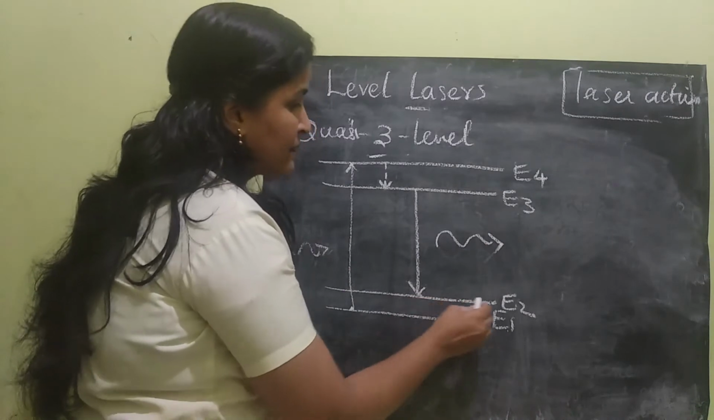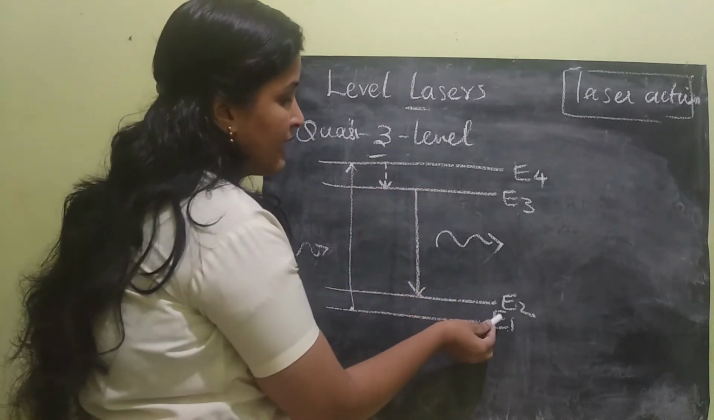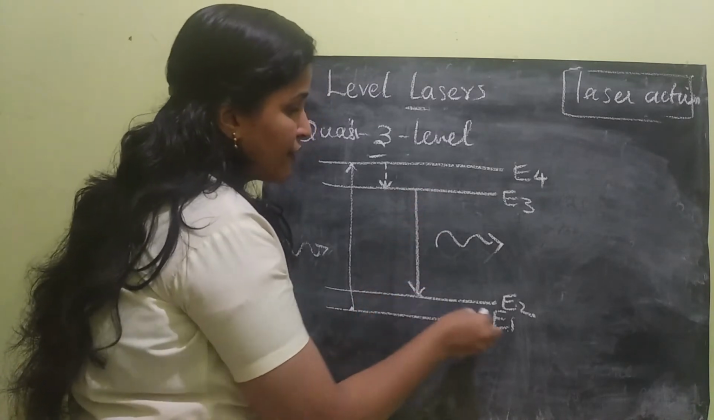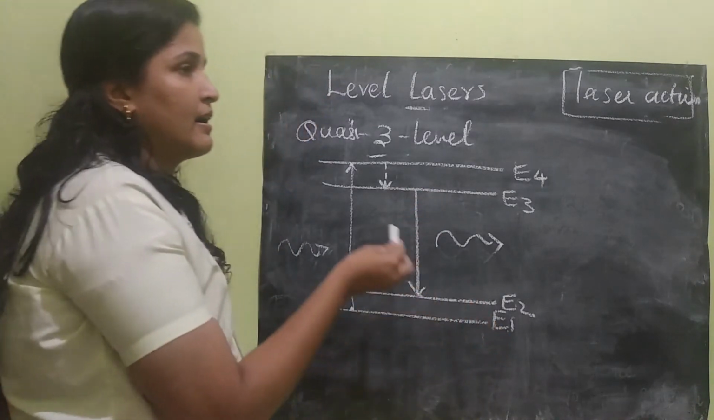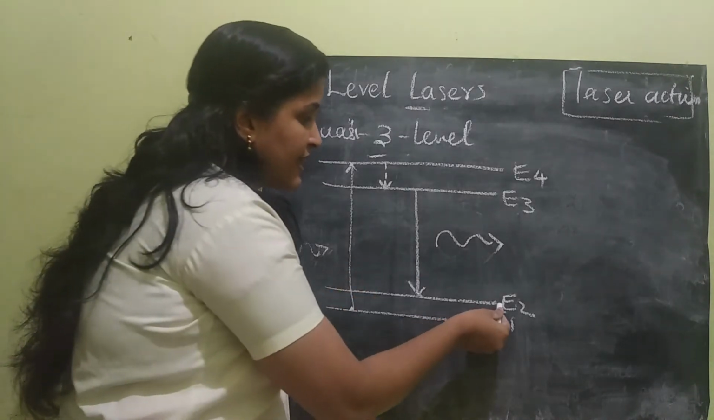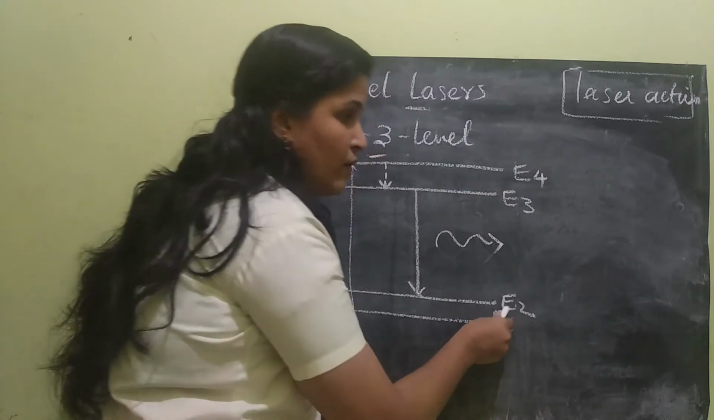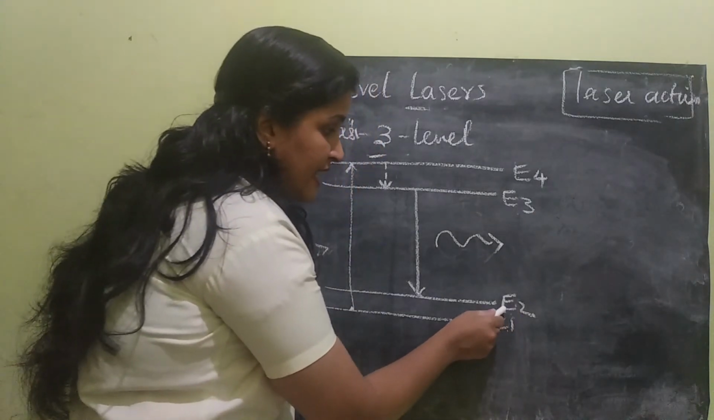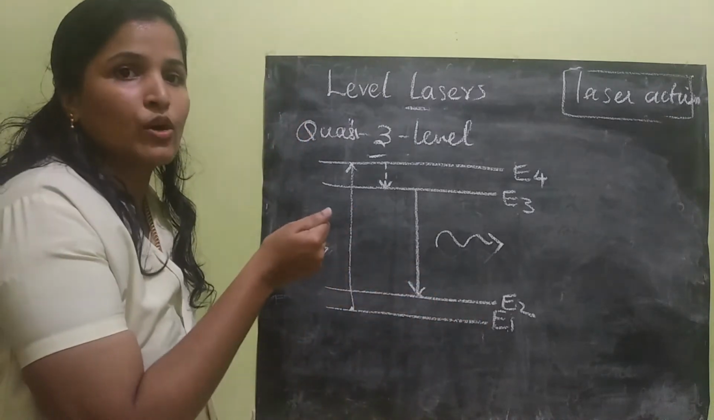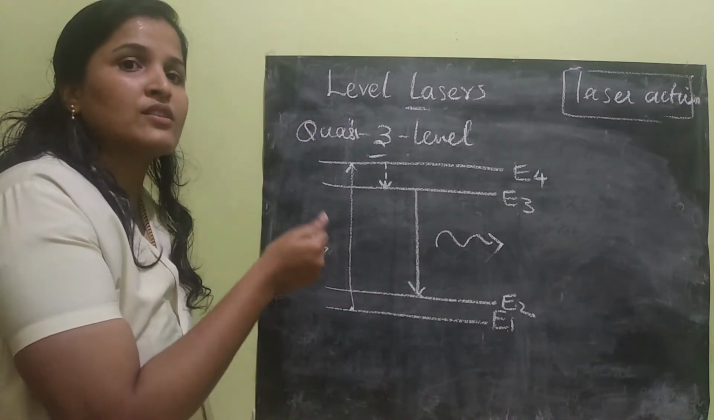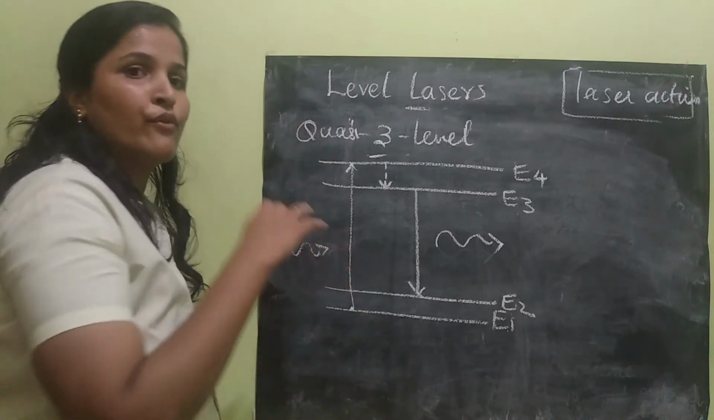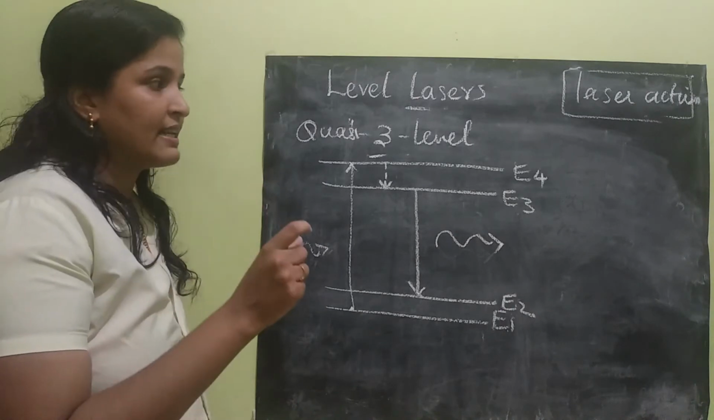And finally, the only difference is all the electrons will never fall into E1, just like in a 3-level laser. Instead of that, we have an intermediate level, which is E2. E2 and E1 are very close to each other. Okay, so because of that, we cannot categorize this system as 4-level. Okay, so that is the only reason.